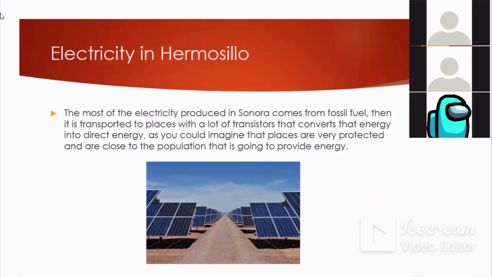Well, after my partner explained how electricity works, I'm going to explain where it's produced and how. Principally, the energy comes from fossil fuel, and then it's transported to places that are near the population. After that, that alternating energy is converted into direct energy, so it can be used for the houses and those devices.